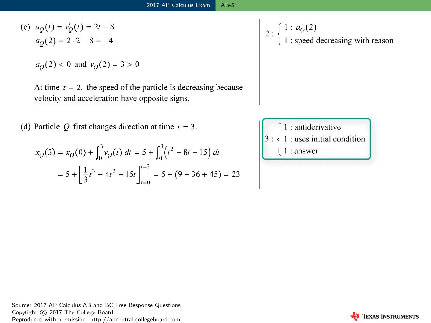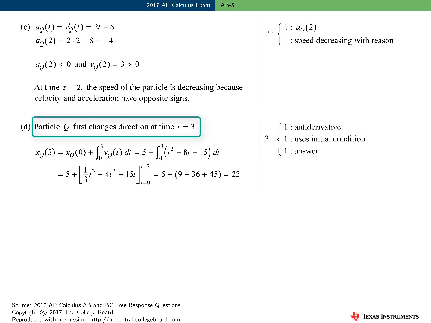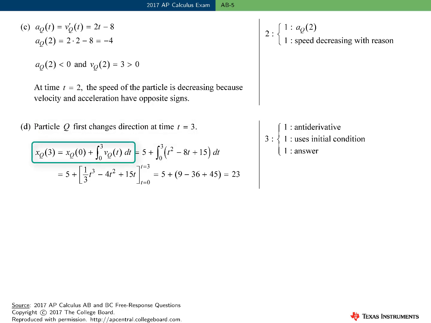Part D was worth 3 points. The sign chart in part B shows that particle q first changes direction at time t equal 3. Therefore, we need to use the fundamental theorem of calculus, or the net change theorem, to find the position of particle q at time t equal 3. This position of particle q is equal to the initial or the start position plus the accumulated net change in position. So we need to find the antiderivative of a polynomial, evaluate it at the upper and the lower bounds and subtract, and add the initial position.